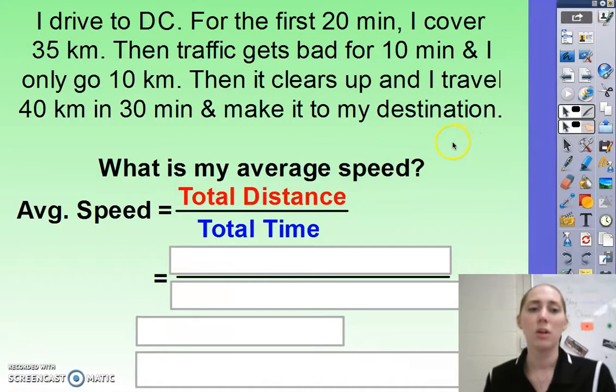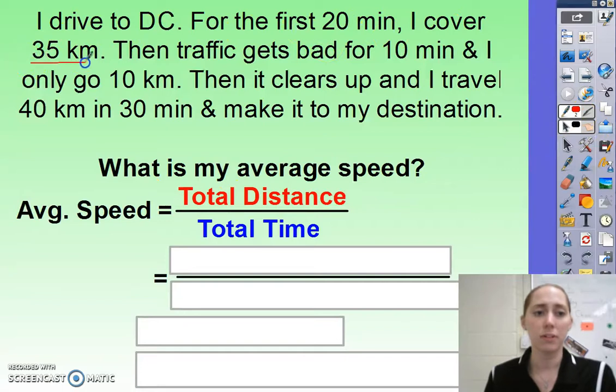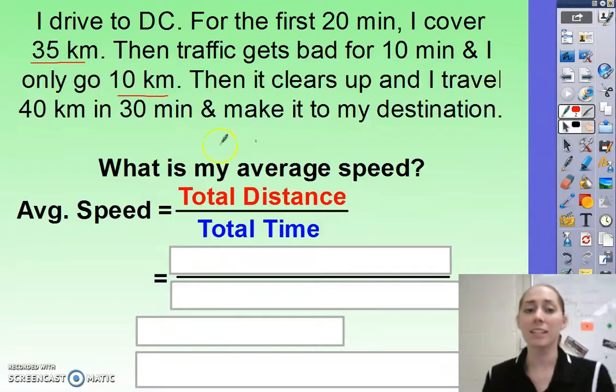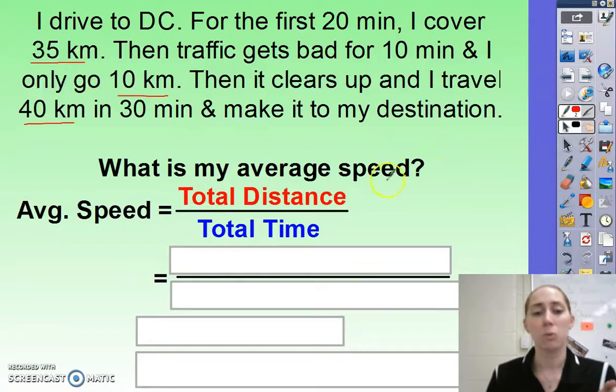So a quick example with average speed: I drive to DC, and for the first 20 minutes, I cover 35 kilometers, and then traffic gets bad for 10 minutes, and I only go 10 kilometers, and then it clears up, and I travel 40 kilometers in 30 minutes and make it to my destination. What is my average speed? Whenever I've got something like this, I like to underline the things that have the similar units in the same color. So I did all of my distance in red, and I'll do all of my times in blue. I'll check that my units for each thing is the same, and then I'll enter them into my equation.